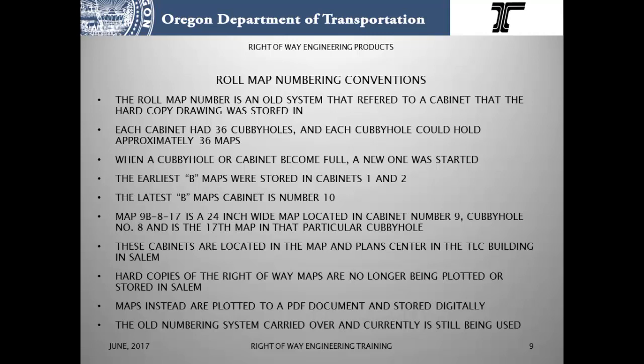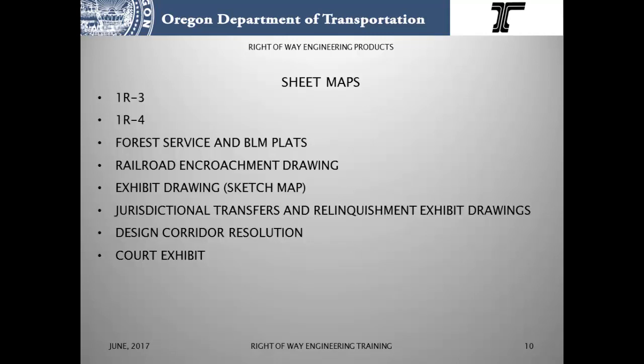So here you have a map number, 9B-18-17. Well, since it's a B map, it's 24 inches wide. It's located in cabinet number 9, cubbyhole number 18, and it was the 17th map in that particular cubbyhole. So these cabinets are located in the Map and Plan Center in the TLC building in Salem. Hard copies of the right-of-way maps are no longer being plotted or stored in Salem. Instead, they're plotted to a PDF document and stored digitally. And the old numbering system carried over and is currently still being used.